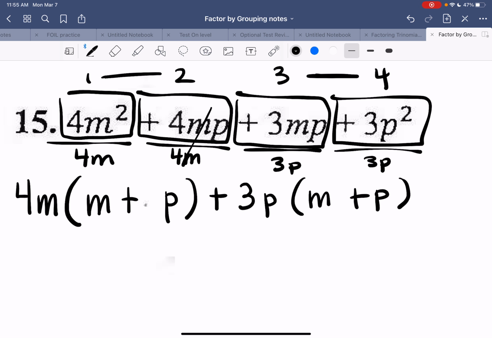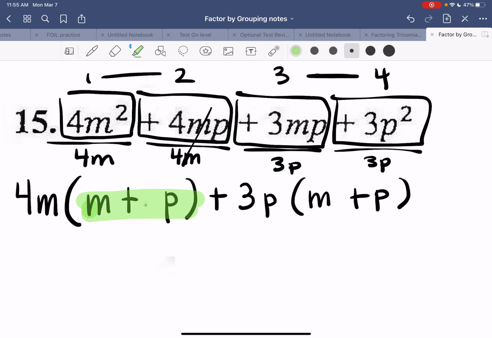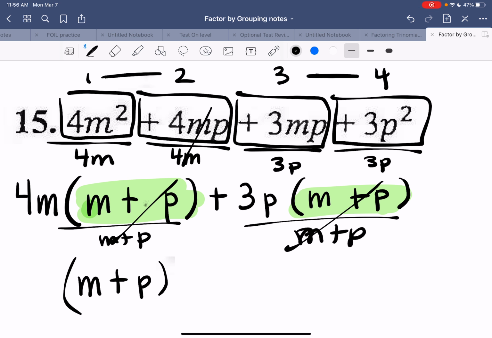And so I notice I'm on the right track because these two terms now have a common factor of m plus p. So when I divide that out, if I divide this by m plus p and divide this by m plus p, I'm left with 4m plus 3p.